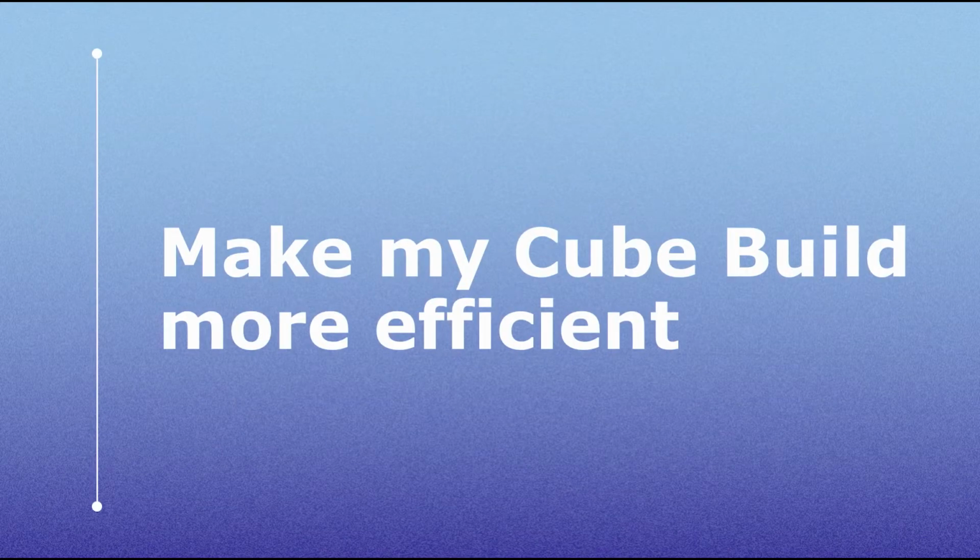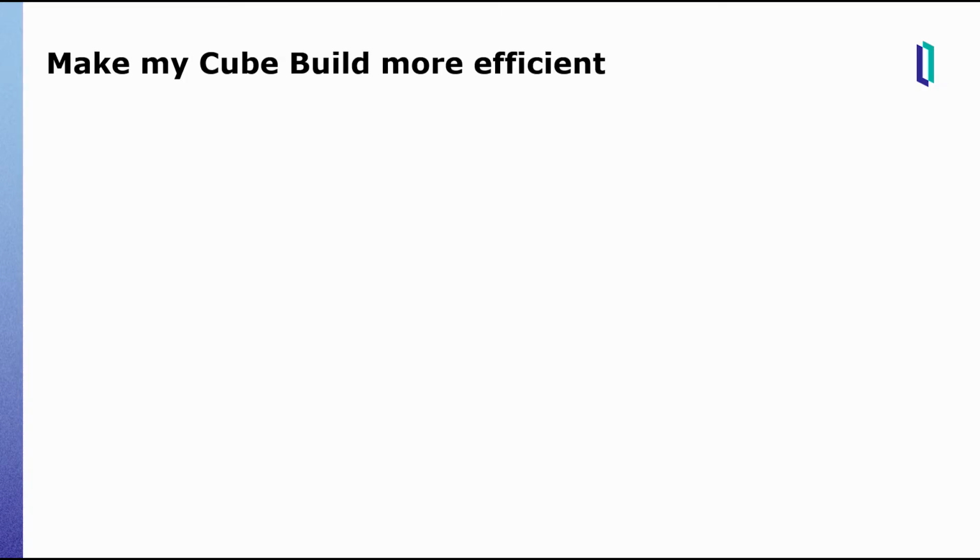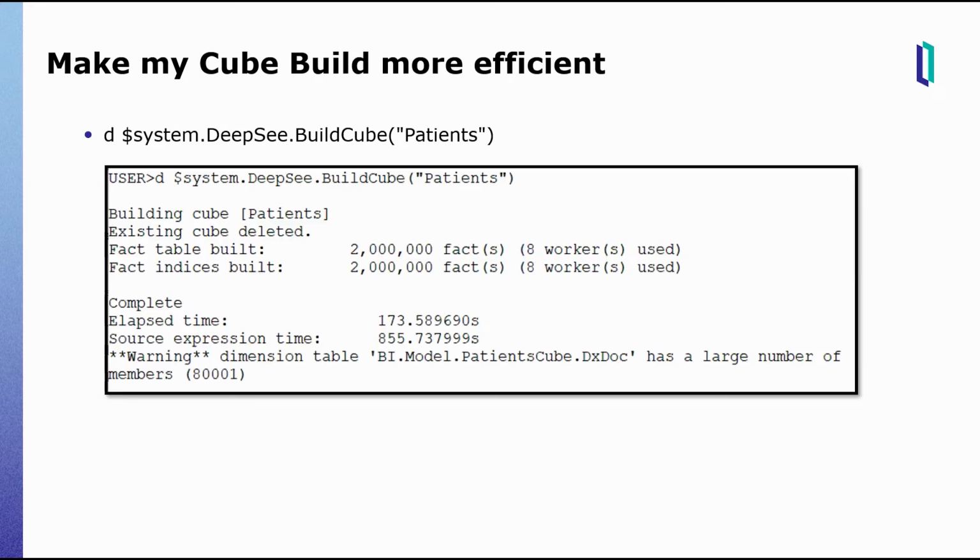The second scenario is making my cube build more efficient. So for example, we have the patients cube. Somebody created that, and we're building it, and it has 2 million patients, and it takes 173 seconds.